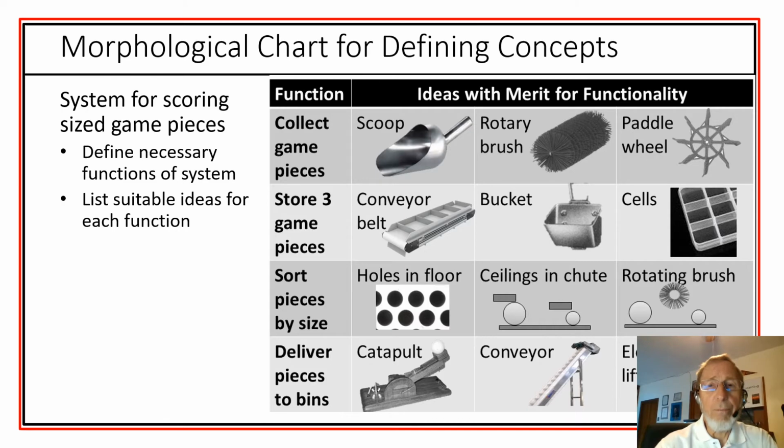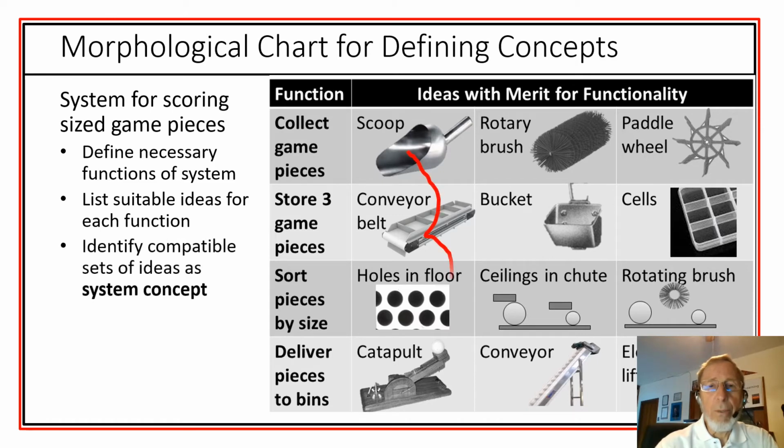we then can list these ideas for each of these functions. For example, for collecting, perhaps there was the idea of using a scoop, rotary brush, maybe a combination of the two, maybe a paddle wheel, and so on. So you could have a number of different ideas that have some good potential. Again, for storing, you could have different ideas and so on.